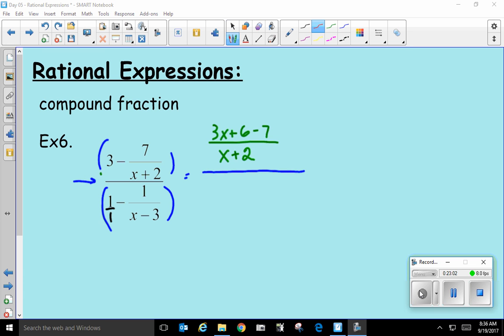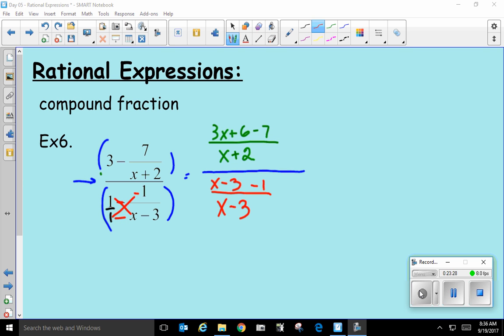Let's look at the bottom. What is 1 times x minus 3? Well, it's just x minus 3. What is negative 1? Don't forget that minus sign goes to this. Negative 1 times 1 is negative 1. All over. What's 1 times x minus 3? That wasn't bad.